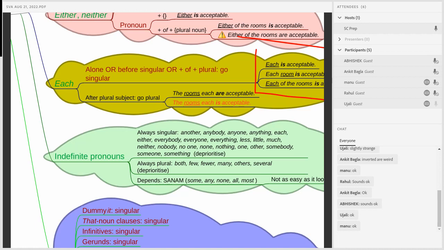Now, the rule is very easy to remember. But if you don't remember it, and if a question tests you on this, it might be hard to apply because most of the times I get the feedback that this sentence sounds wrong. Quick check. What do we think about this sentence? The rooms each are acceptable. Okay, Ojali saying okay.